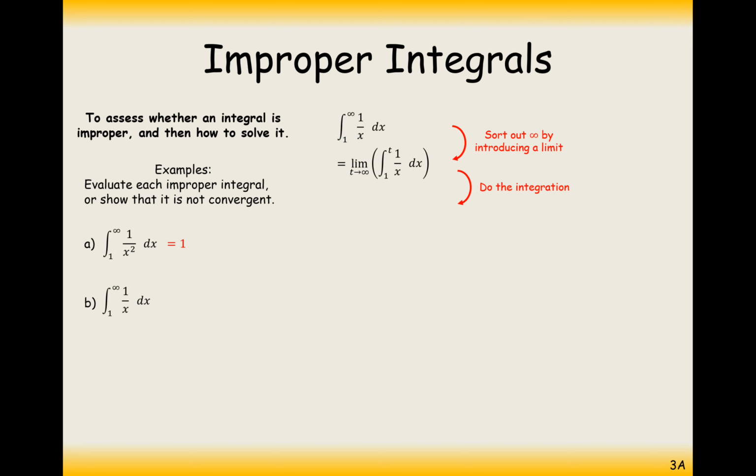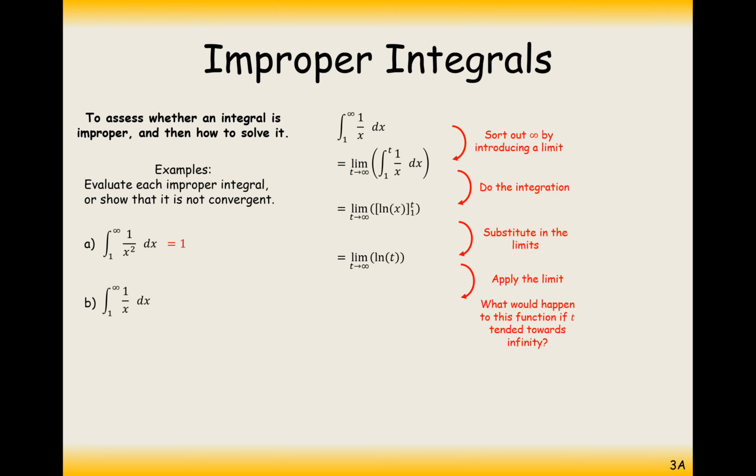Let's now do the integration, and the integral of 1 over x is ln x. So it would be the limit as t tends towards infinity of ln x between t and 1. So substitute those limits in and we get ln t, because when you do ln of 1, that's 0, so I don't need to write minus ln 1 because that's just 0. So now what I'm going to consider, now that I've done the integration and substituted in the limits, is what will happen to ln of t as t becomes a very, very big number. What happens to ln t as t tends towards infinity?